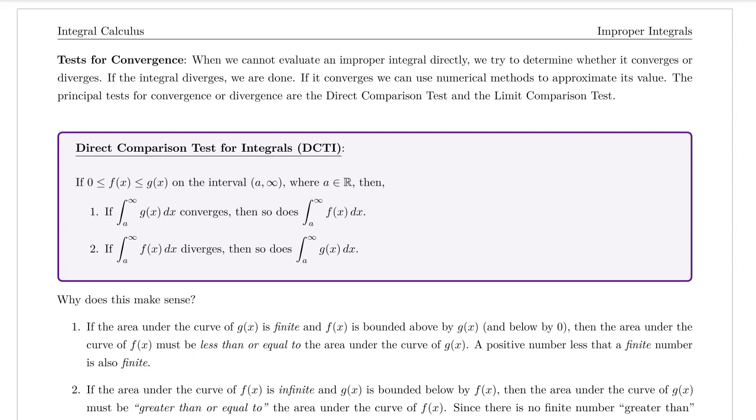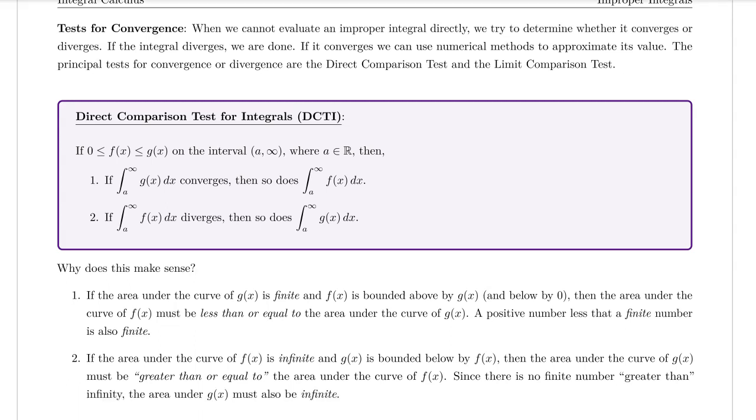You'll often hear me abbreviate the direct comparison test for integrals to DCTI, which says if 0 is less than or equal to f of x, which is less than or equal to g of x on the interval from a to infinity, where a is a real number, then 1, if the integral from a to infinity of g of x dx converges, then so does the integral from a to infinity of f of x dx. The second item says if the integral from a to infinity of f of x dx diverges, then so does the integral from a to infinity of g of x dx.